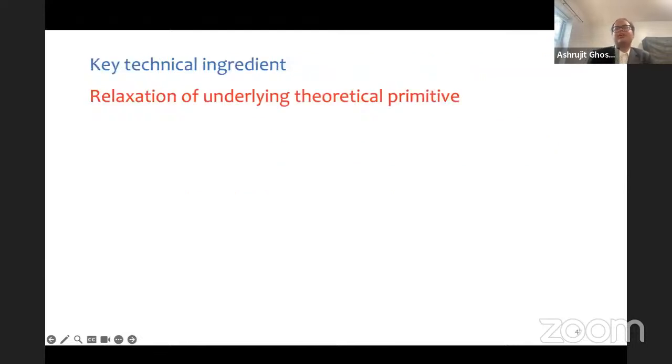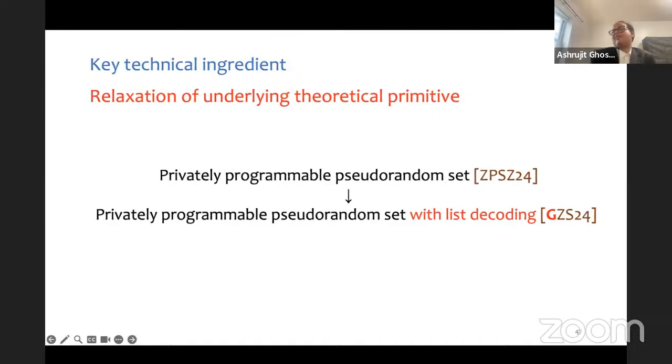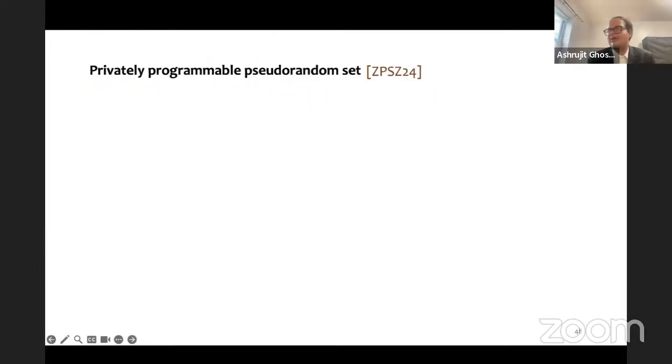So I'll very briefly talk about the key technical ingredient that underlies this result. The one-line summary is that we relax an underlying primitive that a prior work uses. In more detail, the prior work used a primitive called a privately programmable pseudorandom set, and we relax it to a weaker primitive which only supports list decoding. I'll summarize what these objects are.